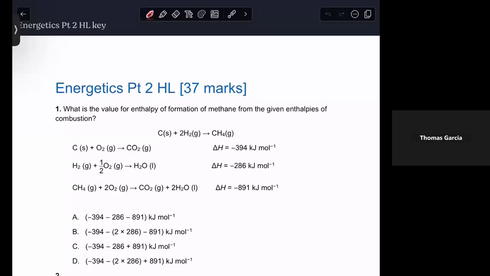All right, y'all. So this is the energetics part two, HL and SL test. The first part of the test is SL, and then the back half is HL. So stick around for what you need.